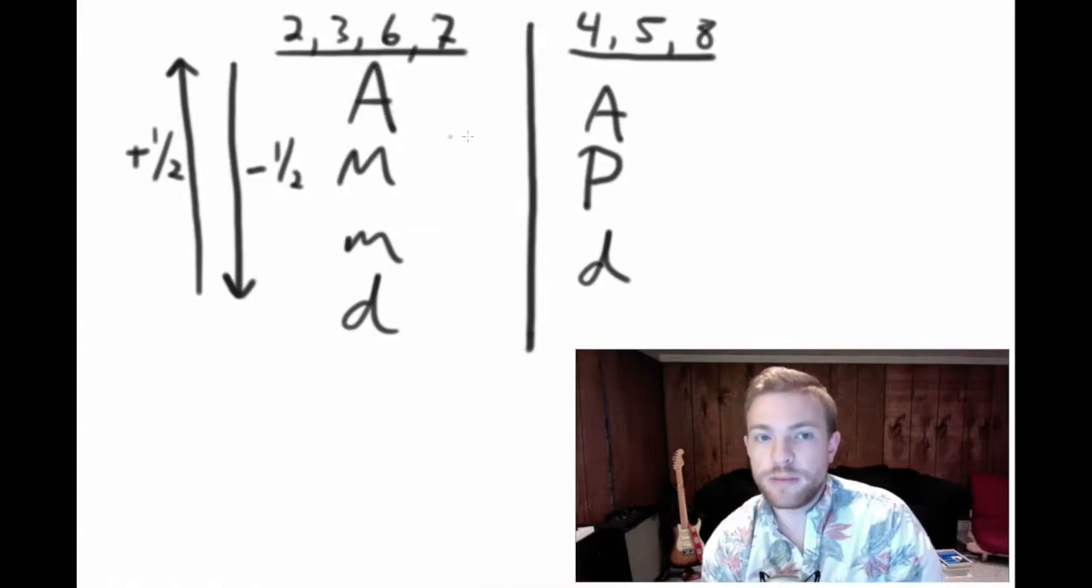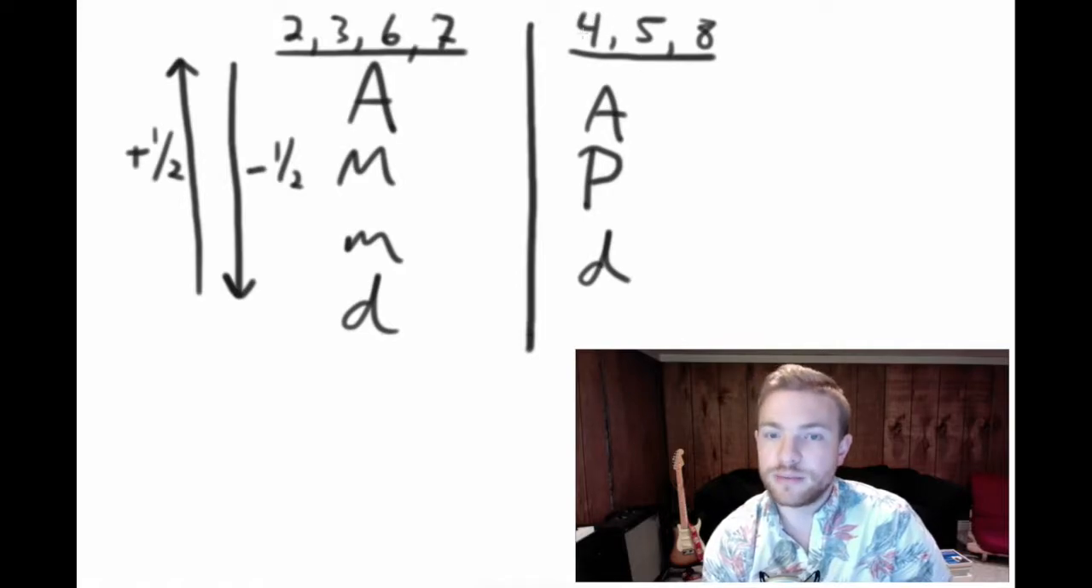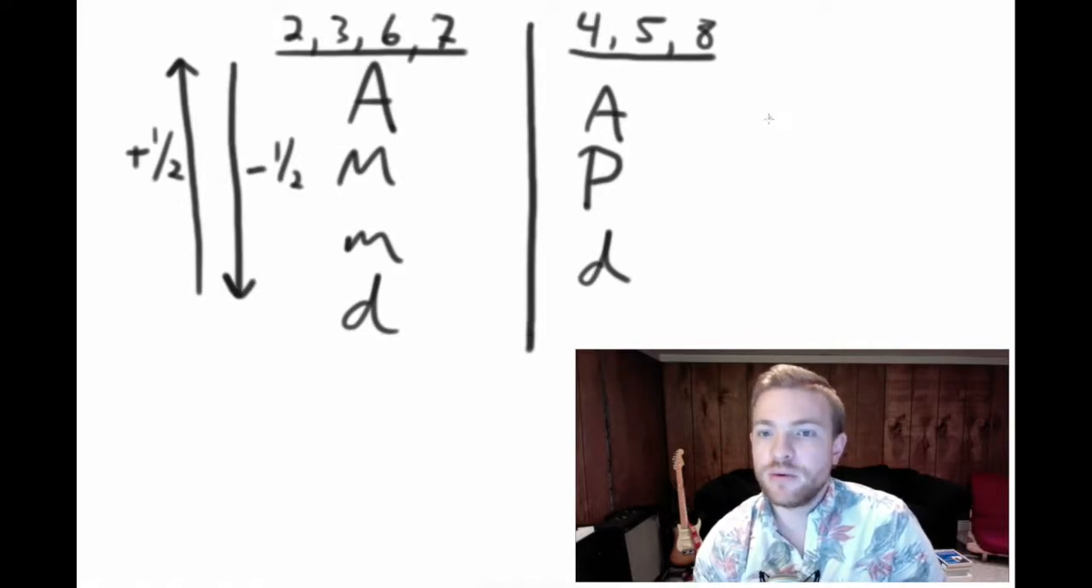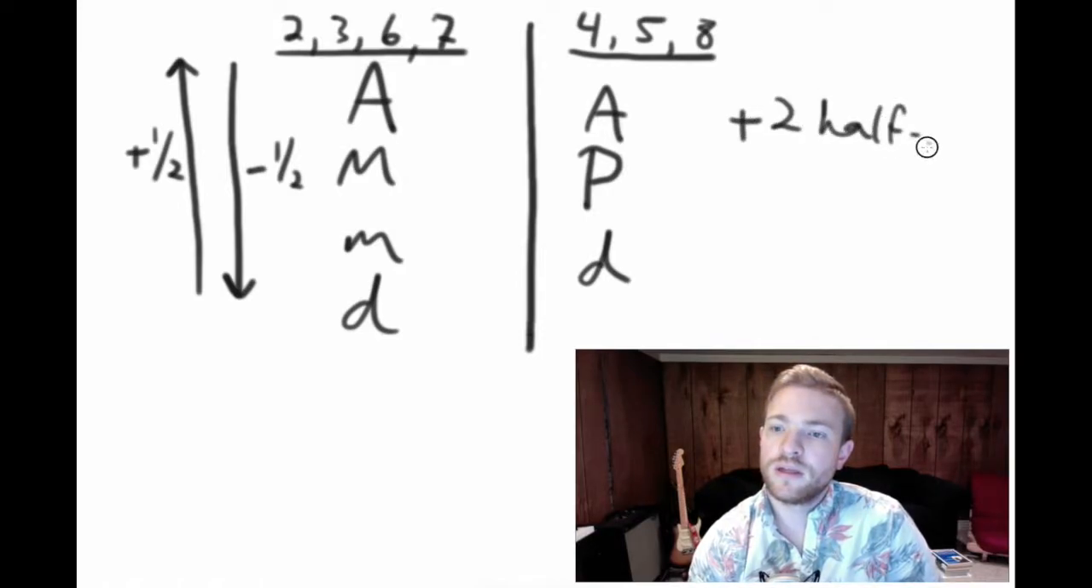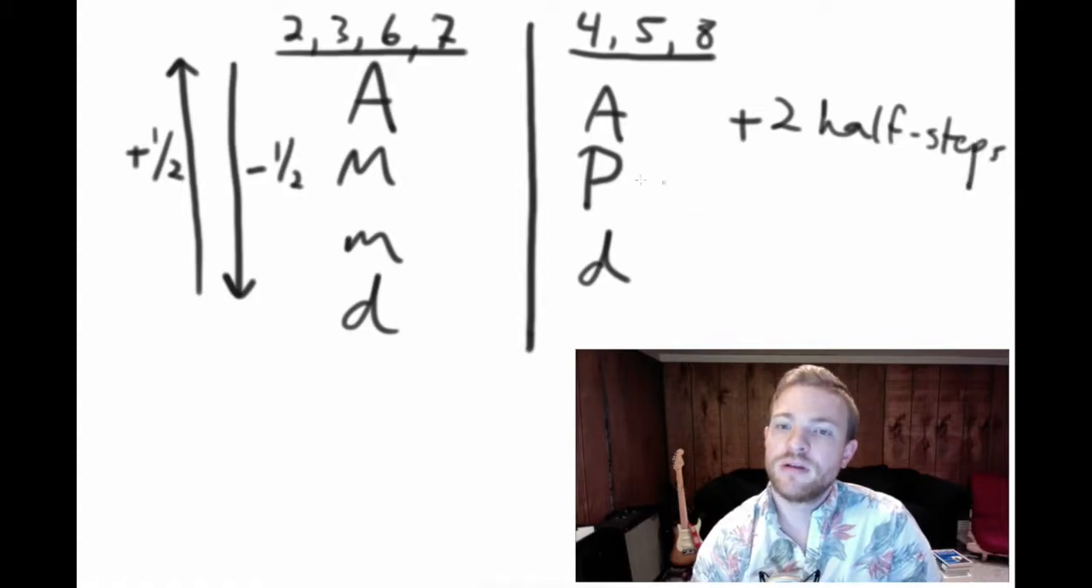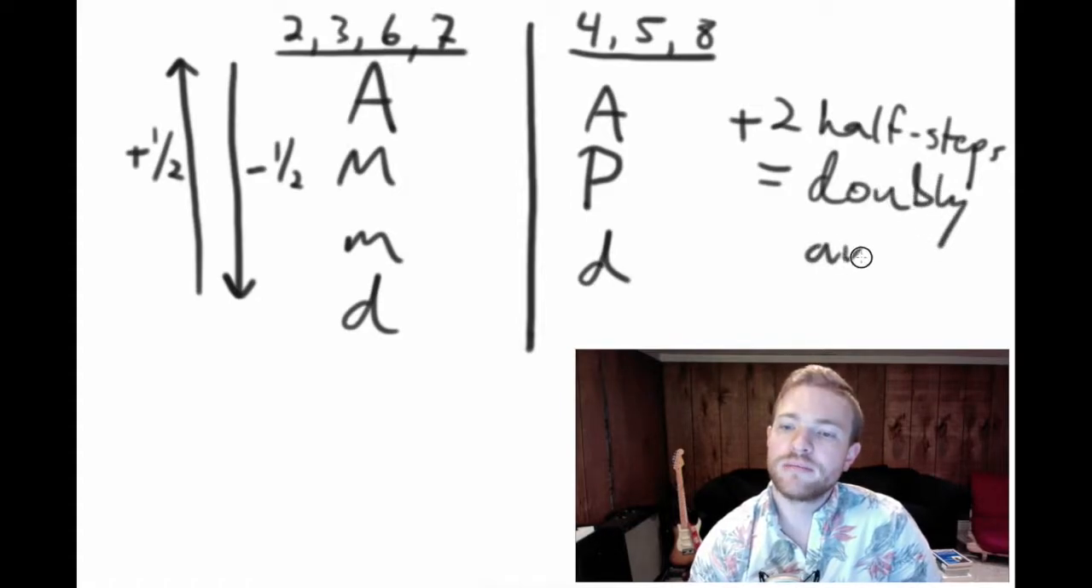So what you might be asking is, well, what happens if we lengthen a perfect interval by not 1 half step, but 2 half steps? Where does that take us? Well, that would just be, so like if I say plus 2 half steps from a perfect interval, would just be a doubly augmented.